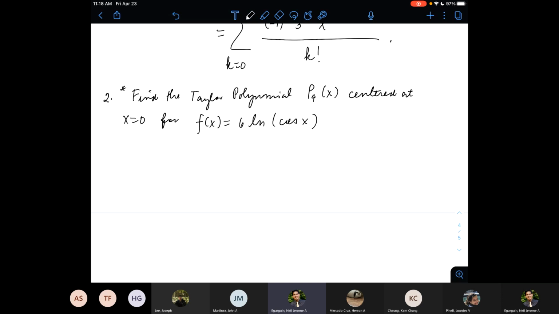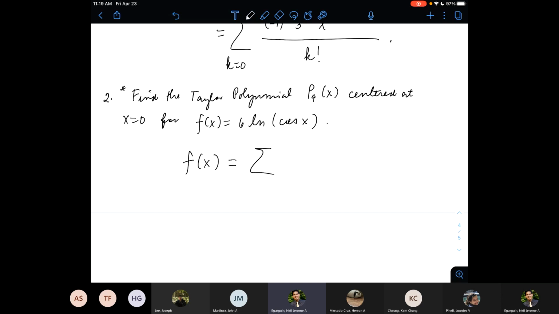cosine x. Because this will not require us to get a general formula or a general pattern for the nth derivative evaluated at f, because the nice thing about this is we are just looking for a truncated series. So I mean a polynomial with a finite number of terms, right? So here P4 means we are looking for the degree 4 polynomial. So the Taylor series is an exact match to f of x.